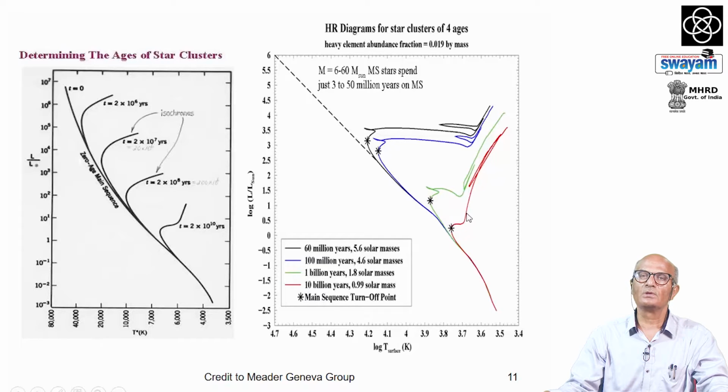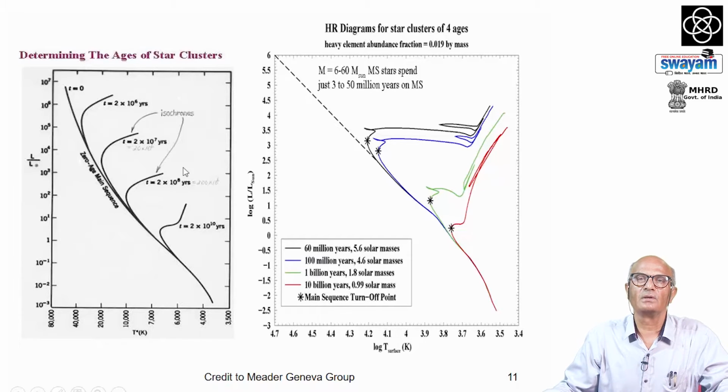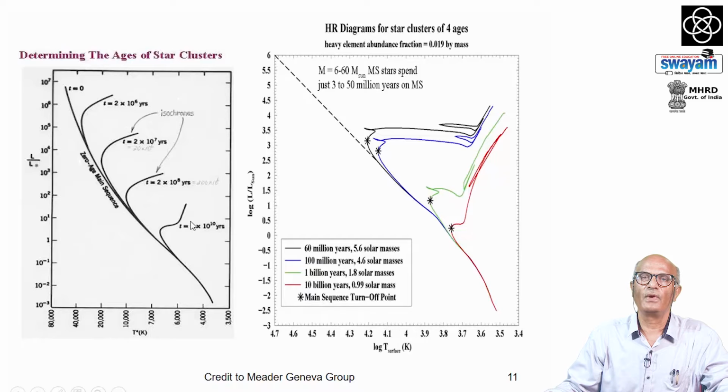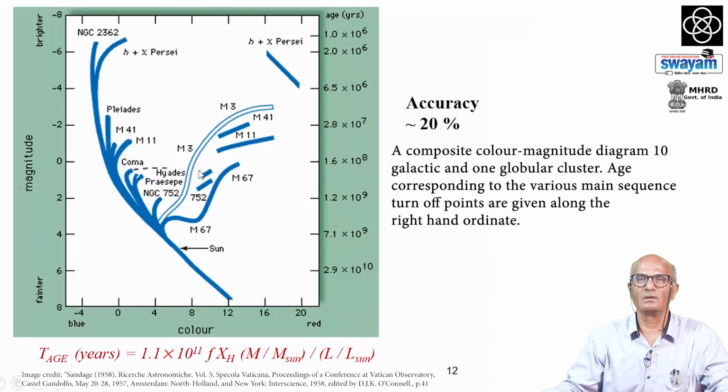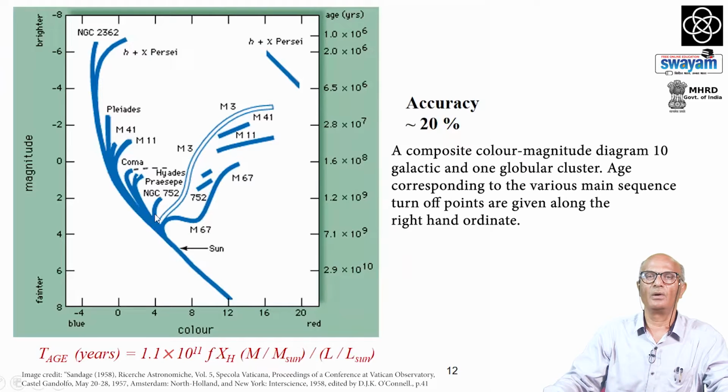So, while we use various stellar models for different masses, then we generate isochrones for different ages, which are indicated here, and they are denoted as isochrones. And these isochrones are then fitted to the intrinsic color magnitude diagram of the cluster, which is equivalent to this, and we can determine the age, and that is what is shown in this diagram.